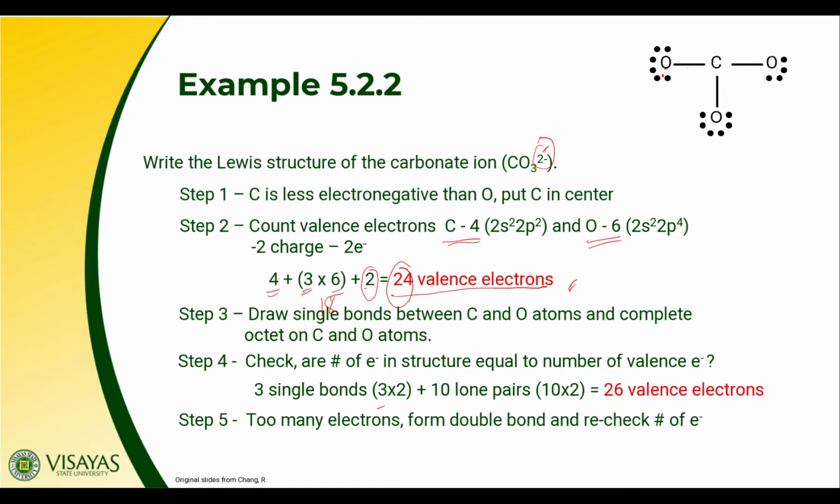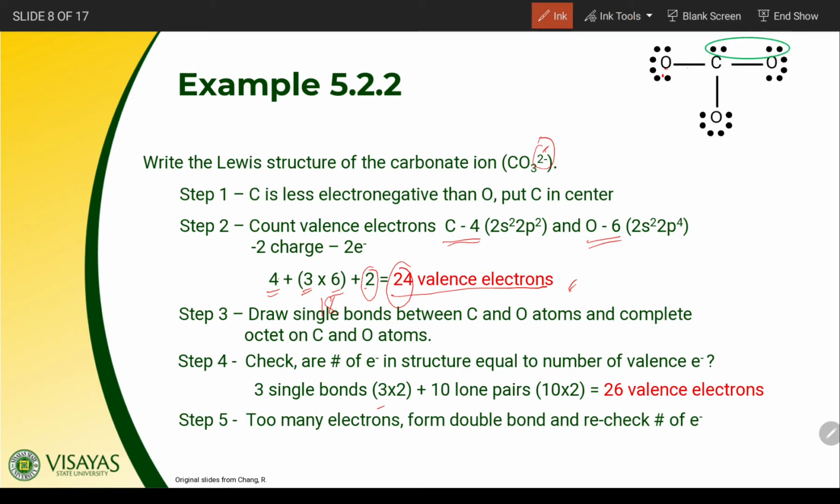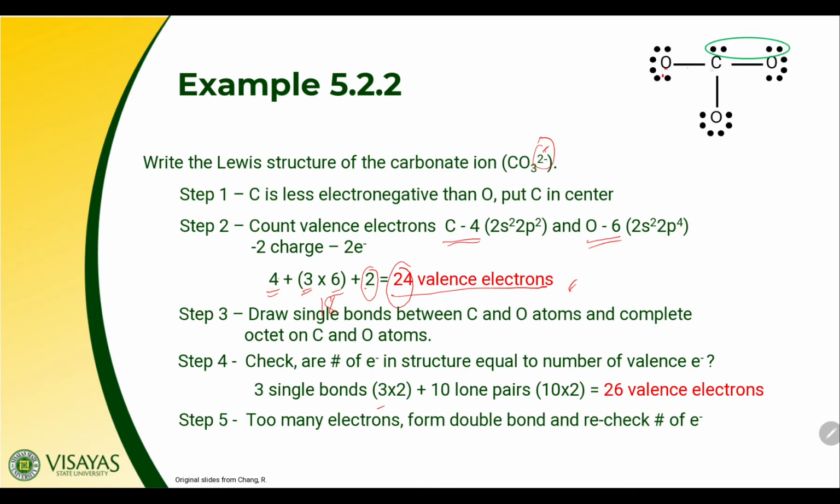For example, we form our double bond between this carbon and oxygen atom. Again, we remove the lone pairs of each, and then we form our double bond. Now, after forming the double bond, we count again the number of electrons to see if it is now 24.